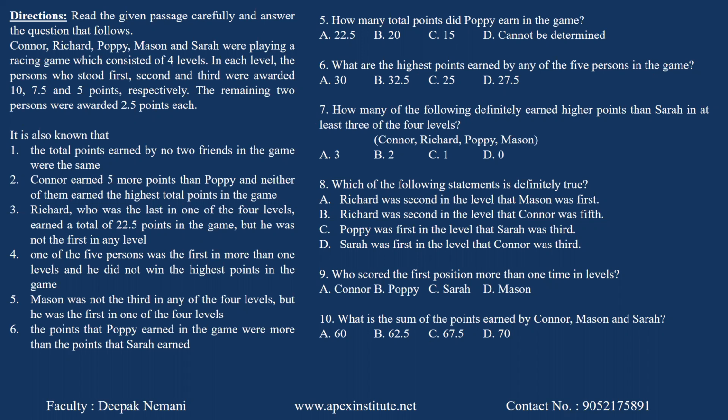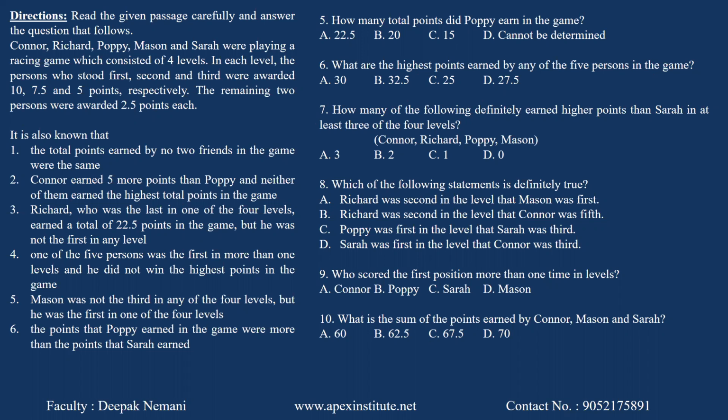So this is a puzzle based on numeric logic. You are given 6 statements. You have 5 persons and 4 rounds. You can form a table having these 5 persons in one column. Then you need to make 4 other columns for level 1, level 2, level 3, and level 4. And you need to find the points that each of these 5 persons have earned in each of the rounds. To do that, we are given that the total points earned by no 2 friends in the game was the same. So we are given 6 statements.